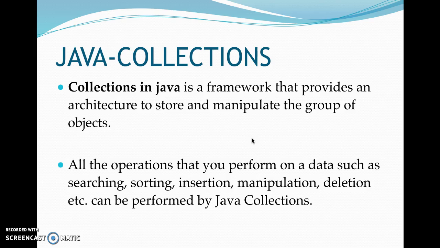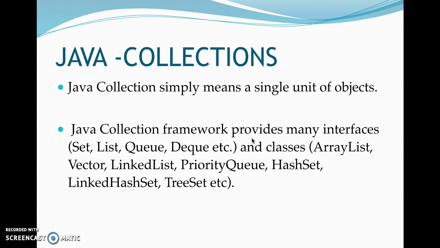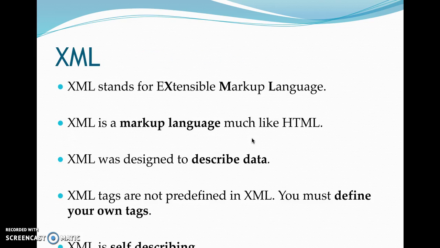All the operations that we perform on the data, such as searching, sorting, insertion, manipulation, deletion, etc., can be performed by Java collections. Java collection simply means a single unit of objects, while the Java collection framework provides many interfaces like set, list, queue, deque, etc. And classes like array list, vector, linked list, priority queue, hash set, linked hash set, tree set, etc. So that's a simple introduction to Java.